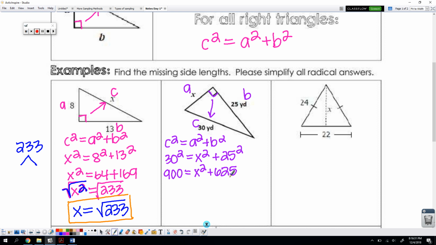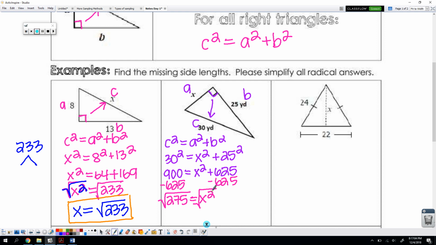All right. Now we're just going to solve with a normal equation. So I'm going to go through and subtract 625. Subtract 625. In subtracting 625, I should get, so 900 minus 625 is 275. And that equals x squared. Now I'm going to do the same exact thing. So I'm going to square root.